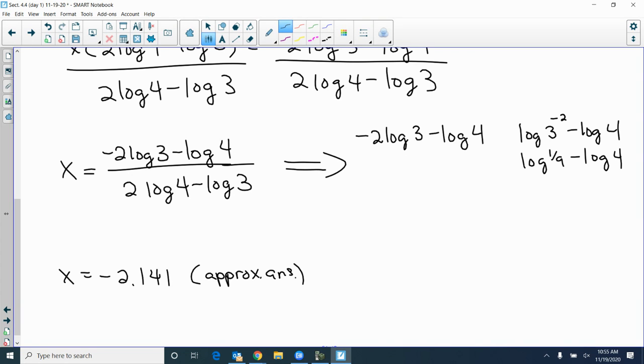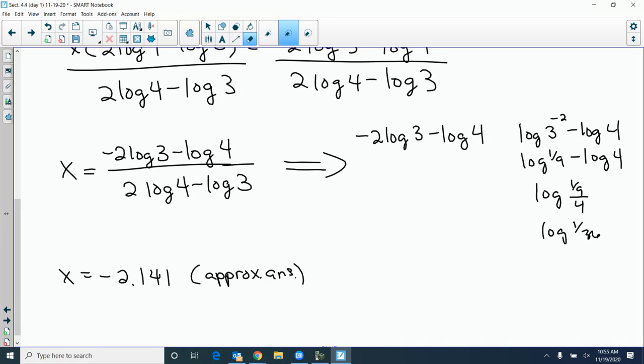And so what do I do with this? When we got a subtraction, what do we actually do? Divide. So it's the log of 1/9 divided by 4. Can you leave that? Absolutely not, because it's a complex fraction. What is 1/9 divided by 4 the same as? 1/9 times 1/4, right? So what's it become? 1/36. So that equals the log of 1/36.